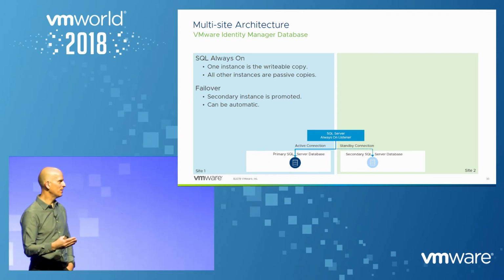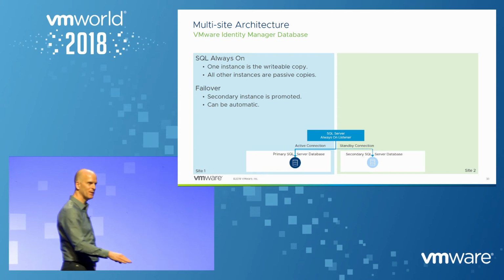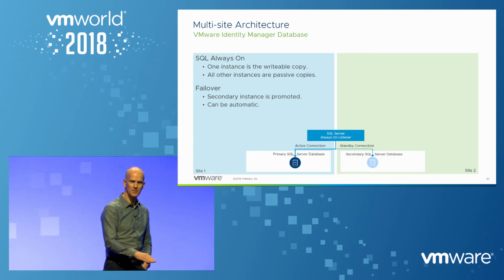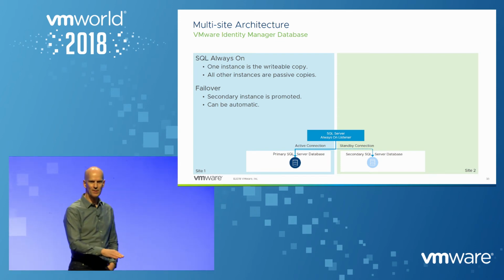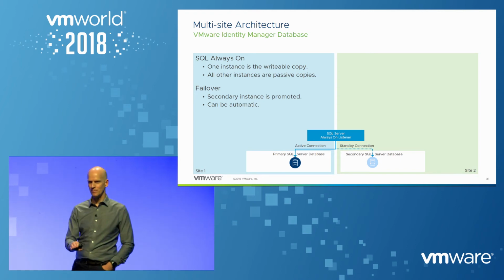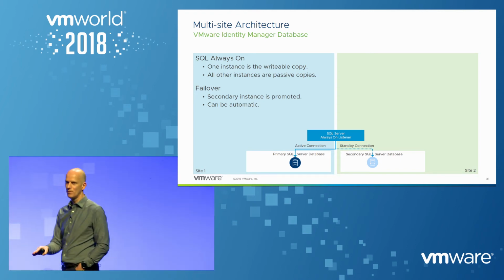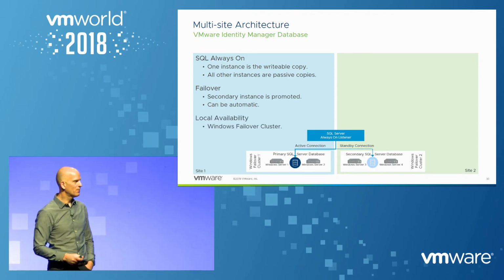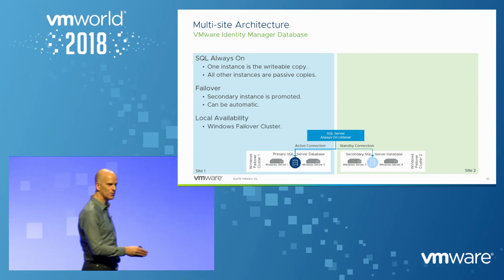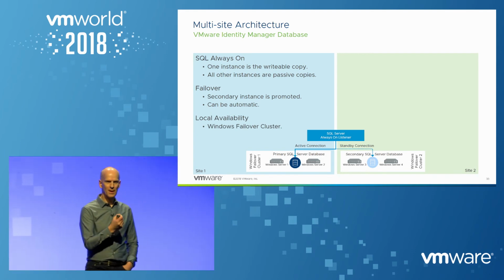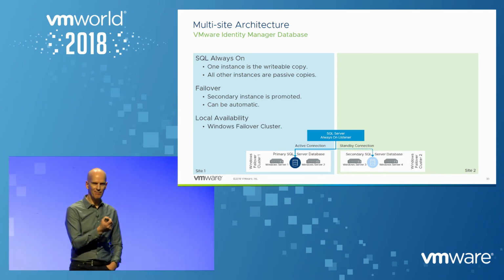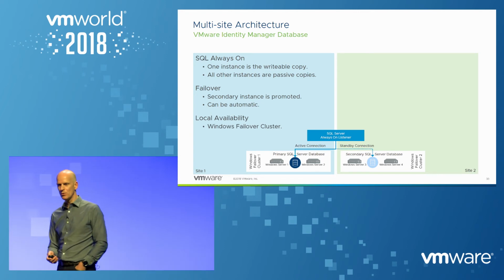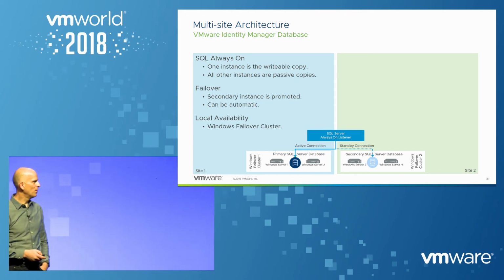So how do I architect this? Really, we start at the database level. That's where all my state information is. So at the SQL layer, how do I make that site redundant? As I said, this is going to be SQL Always On. At the site level, we're going to use that Windows clustering and make the database highly available locally. And then we're going to use SQL Always On on top of that.